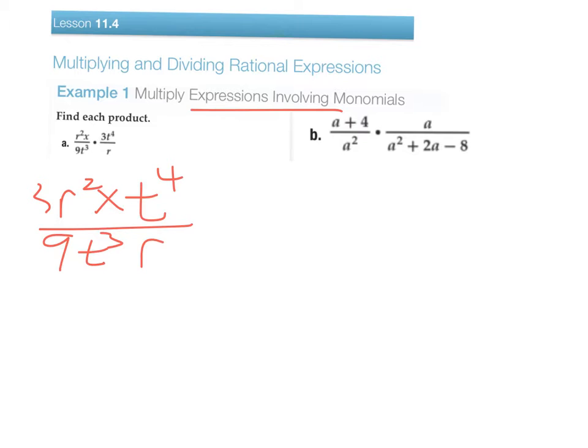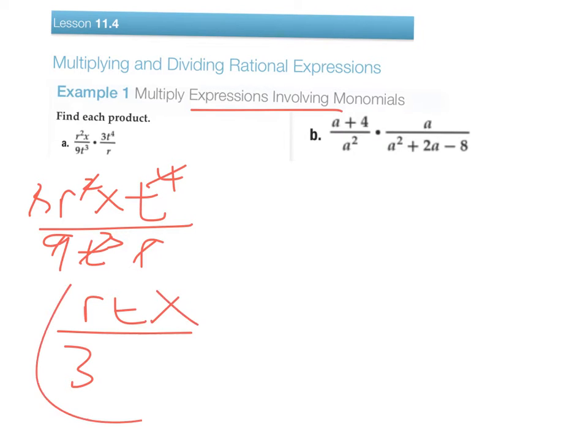Once you have them together, we do our division. 3 goes into 9 3 times, so I have a 3 on the bottom. The r squared goes into the r, so that gives us an r on the top. We have t to the 4th and t cubed, so 4 get canceled with those 3, so we'll have a t on top. And the x doesn't cancel with anything, so it stays on top, and so we have our answer.